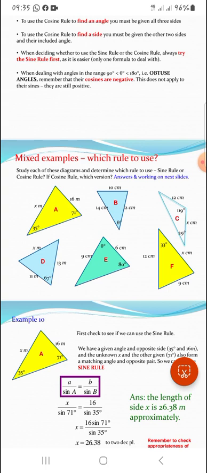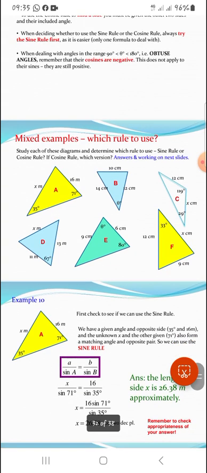The condition for the sine rule, which we have done, is that two angles and one side are given. Therefore, we can find the other side using the sine rule. In the case of triangle C, we are still going to use the sine rule. Why? Because two angles and one side have been given. So when two angles and one side are given, obviously it's going to be the sine rule.